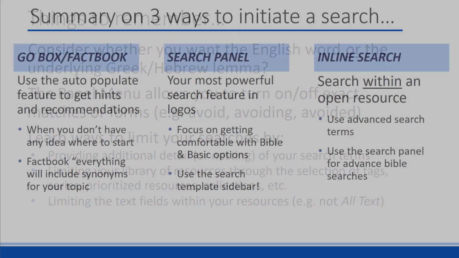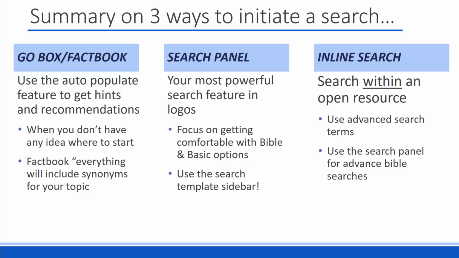Well, I hope you found that this quick tutorial on searching within Logos 9 is helpful, both from a standpoint of seeing it from a visual standpoint and then going through and practicing and doing some of these things yourself. Keep it simple. Understand the features and the capabilities available, whether it's going to be the Go box, whether it's the fact book, whether it's the very powerful search panel, or whether it's an inline search. If you master those, or at least get comfortable with them, you're going to be able to turn on some of the powerful features associated with Logos and indexing that's available throughout your library and then all the resources that are either open or available to you.